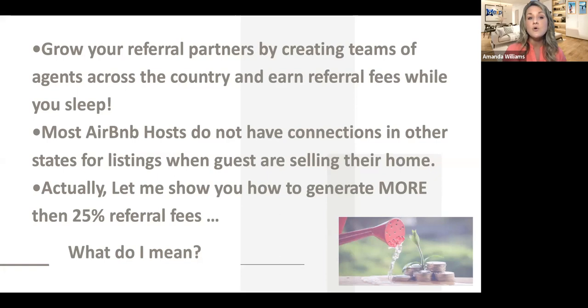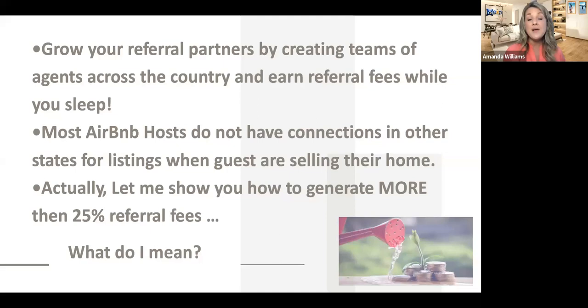And then also most Airbnb hosts, they don't have connections in other states. So if they have someone coming in, staying in their property, even if they're buying a property, they don't usually refer that client out to anyone because they're not really in that industry. They're doing this as more of a little side gig, or, hey, you're staying in my basement or my add-on or whatever, right? They don't know. So that's something that you can do as well. You can create these relationships with other hosts.